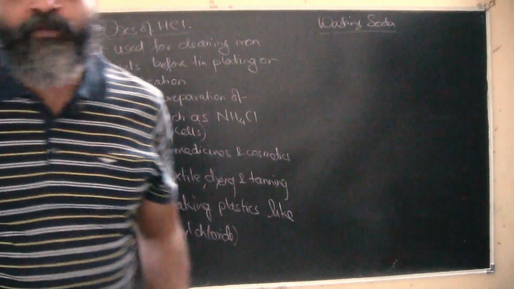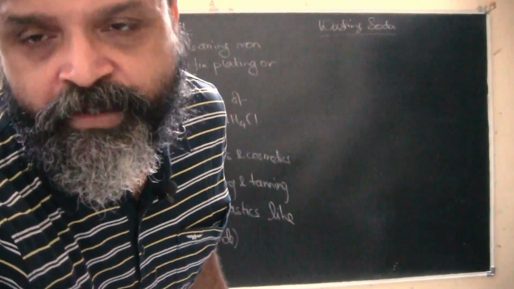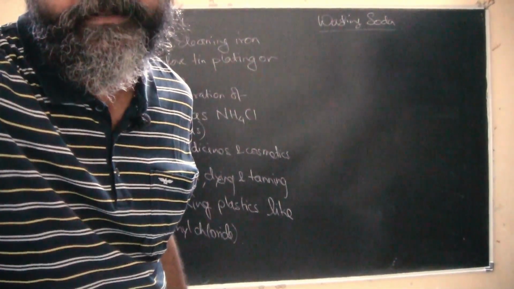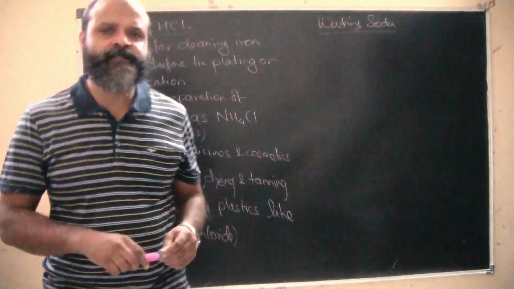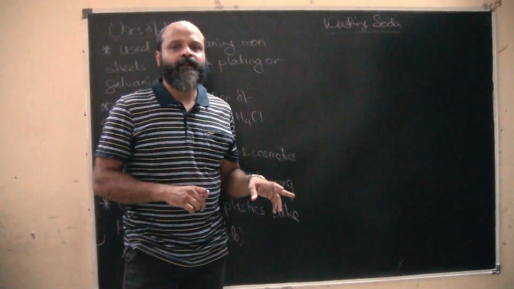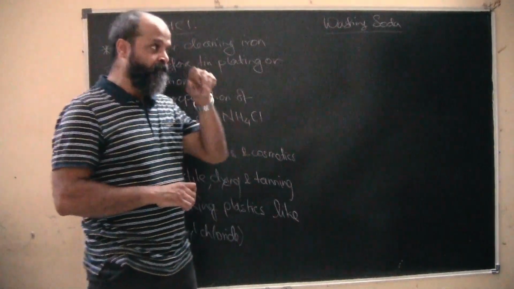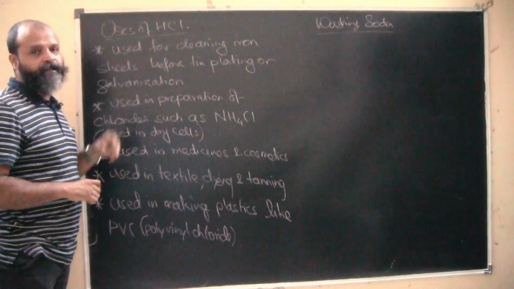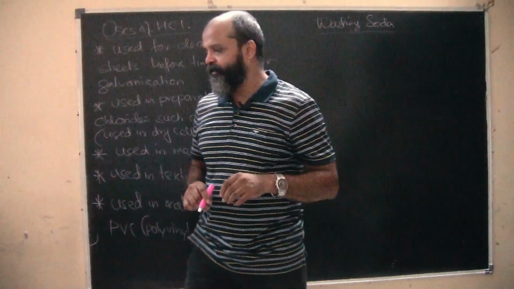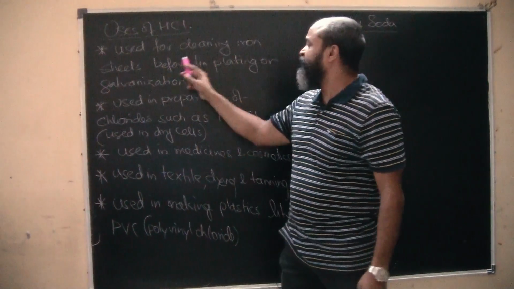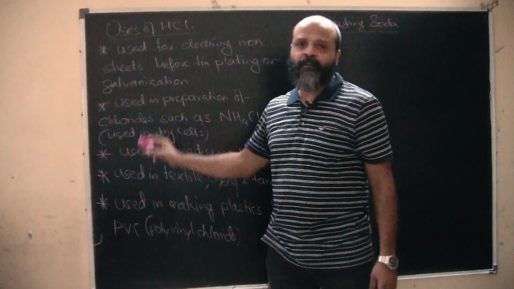Alright students, so we are going to continue with the remaining portion of acids, bases and salts, and we are going to consider certain compounds and their uses which are a part of this chapter. So the first thing is uses of hydrochloric acid. It is used for cleaning iron sheets before plating or galvanization.